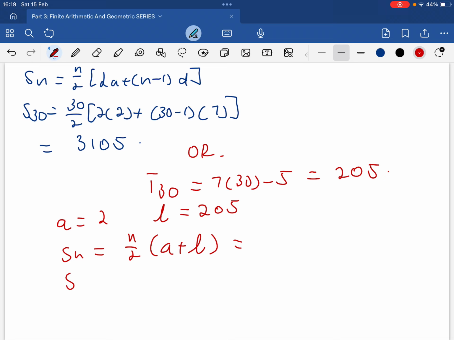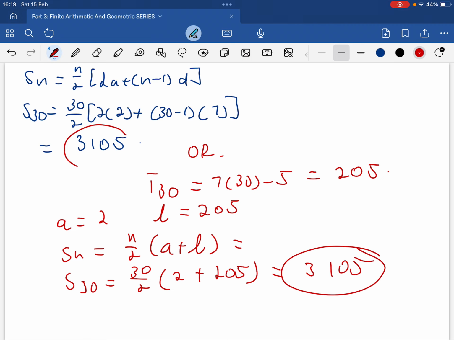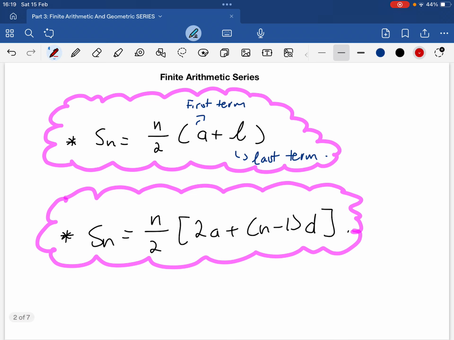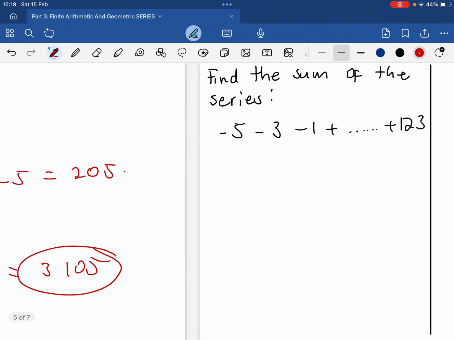So S30 is 30 over 2 into 2 plus 205. Now, if you put that in your calculator, 30 over 2 into 2 plus 205, you will again get 3,105. I just wanted to show you that both these formulas work. That's how you find the sum of the first n terms of an arithmetic series.